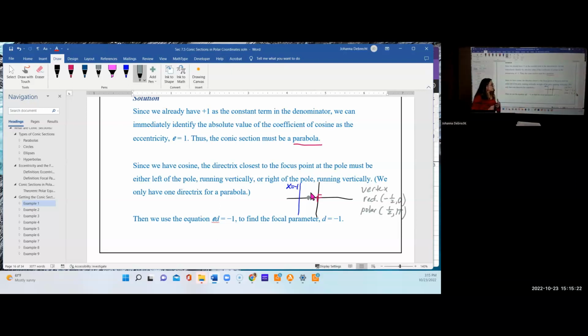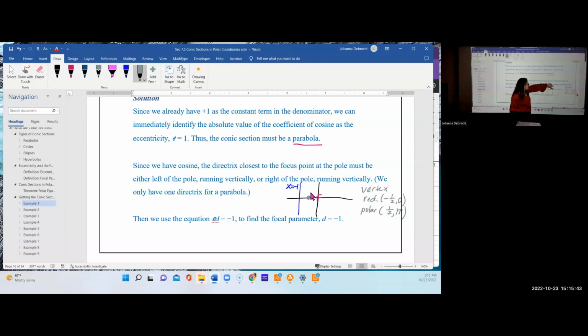Now, the next thing that we want to do, of course, is graph the rest of the parabola. And when we're looking at graphing the rest of the parabola, we need to think about the endpoints of the latus rectum. That's what's going to give us our other 2 points so we can actually draw the parabola. So where is the latus rectum?